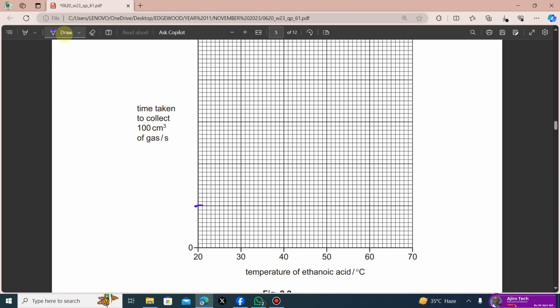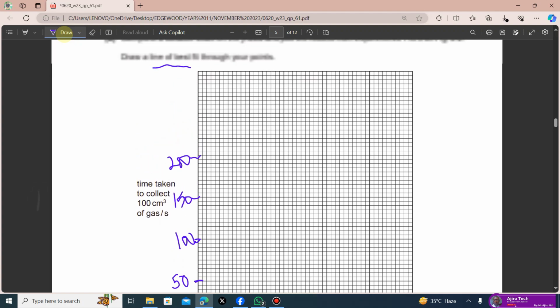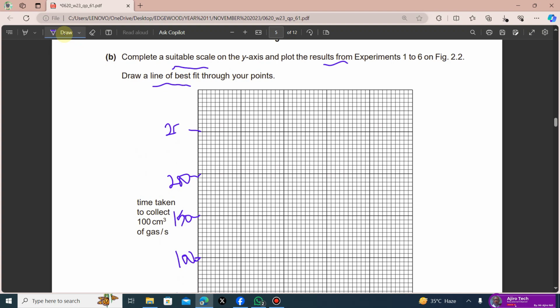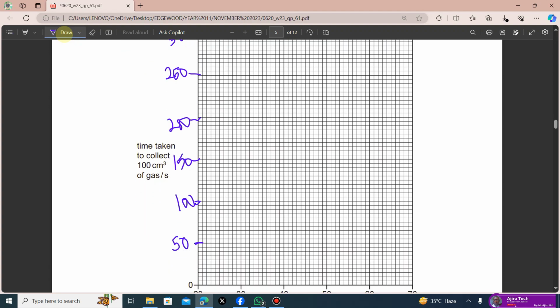For every 10 boxes, I'll just allocate 50 units there. So this is 100. For another 10 boxes, 150. For another 10, 200. For another 10, 250. And then for another 10, this up here is about 300. Let's do this well so that it's clear enough. So right up here, I'm going to label it 300. All right, so we've gotten the scale for the y-axis.